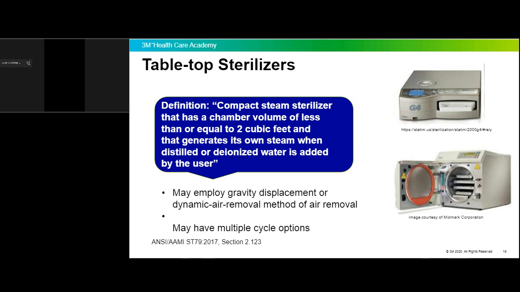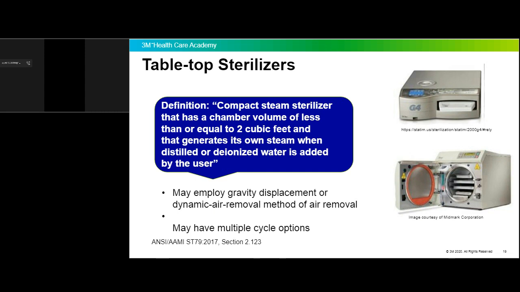And then I just wanted to review the definition for tabletop sterilizers. I'm sure many of you that work in the clinic setting have a tabletop sterilizer, maybe like one of the ones on the screen, and you really rely on these puppies. I know in the dental setting, these guys are working all day long, back-to-back, running cycles. ST79 describes a tabletop sterilizer as a compact sterilizer having a chamber volume of less than 2 cubic feet that generates its own steam on board.